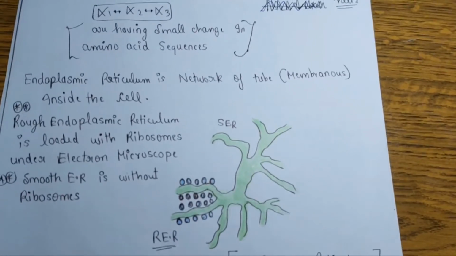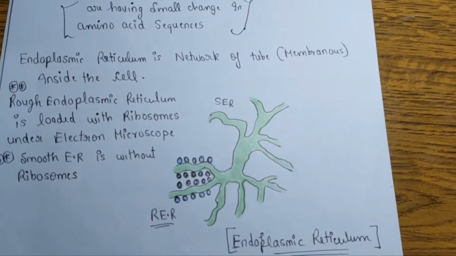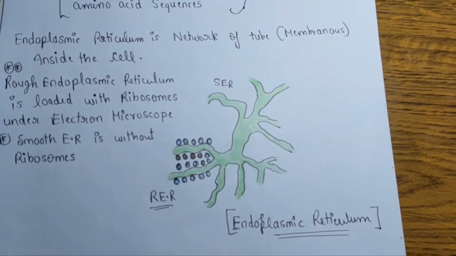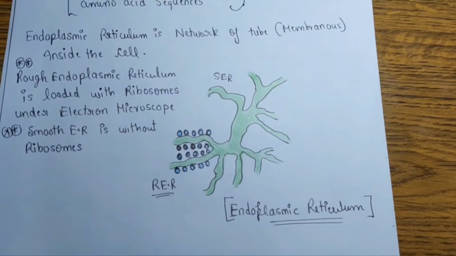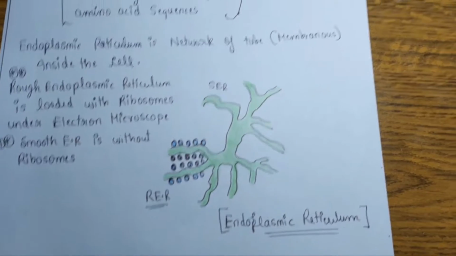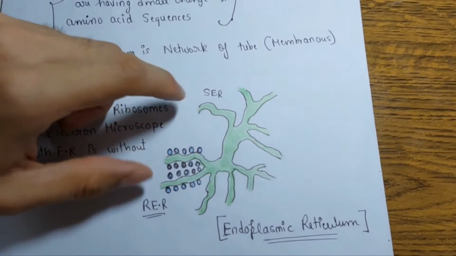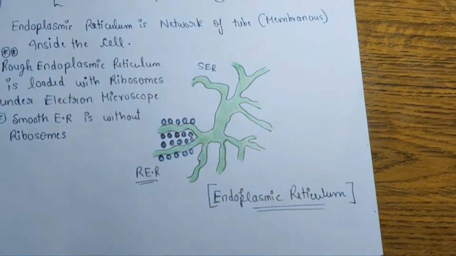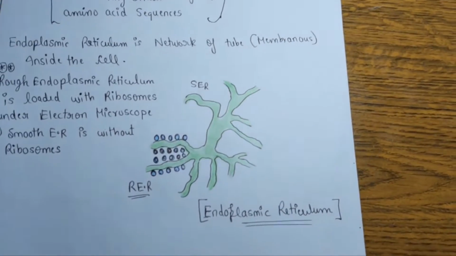Endoplasmic reticulum is a network of tubes inside the cell. The endoplasmic reticulum which has ribosomes attached on its surface is called rough endoplasmic reticulum, and the endoplasmic reticulum where there are no ribosomes attached on its surface is called smooth endoplasmic reticulum. Here we can see smooth endoplasmic reticulum and rough endoplasmic reticulum with ribosomes attached on its surface.